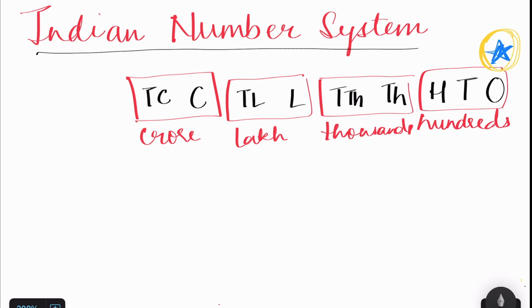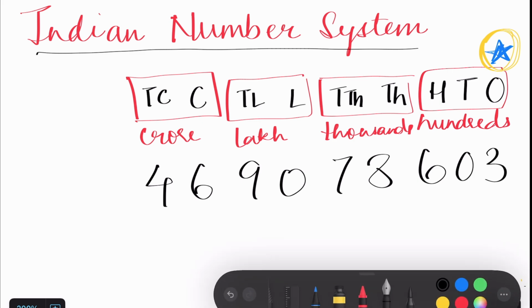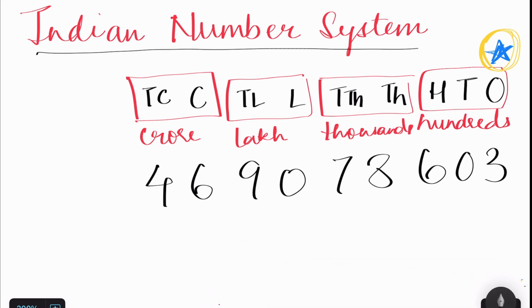Let me give you another number. And this time, maybe you would want to pause the video, do it by yourself, and then you can resume the video and see if you answered correctly. So you can pause it here and answer it for yourself, put the commas, write down the number name.